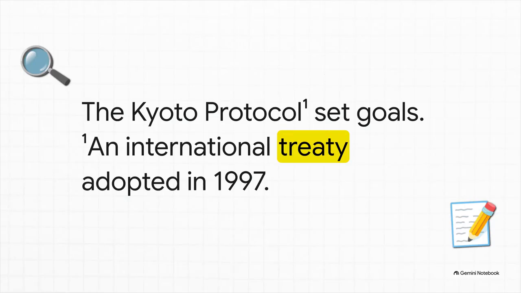Let's look at a footnote in action. Imagine you're reading an article, and you see this sentence: The Kyoto Protocol set international goals for reducing greenhouse gases. Notice that tiny little number 1 next to Kyoto Protocol? That's your signal. You look down at the bottom of the page, and boom, there's the footnote clarifying: an international treaty adopted in 1997 to address climate change. See how brilliantly that works? It instantly clarifies a complex term without interrupting the flow of whatever you're reading.